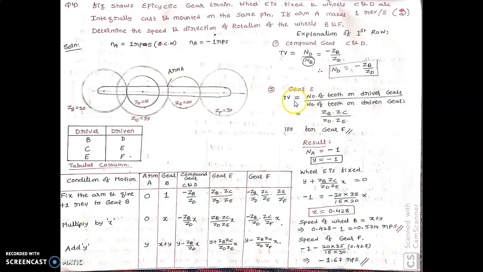Train value: whenever the driver gear and the driven gear have a number of gears in between, then you have to multiply like this: number of teeth on the driver gears divided by number of teeth on the driven gears. This formula we derived when I was explaining compound gears, in the compound gears derivation. Just go through the previous videos.